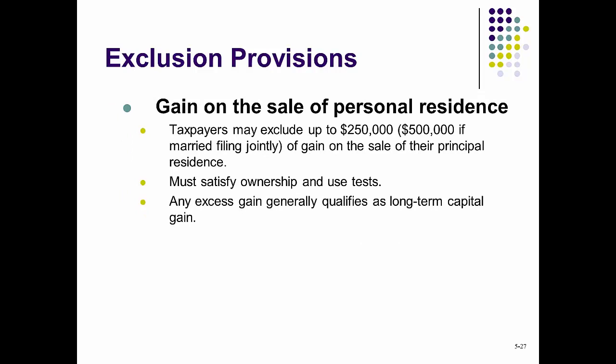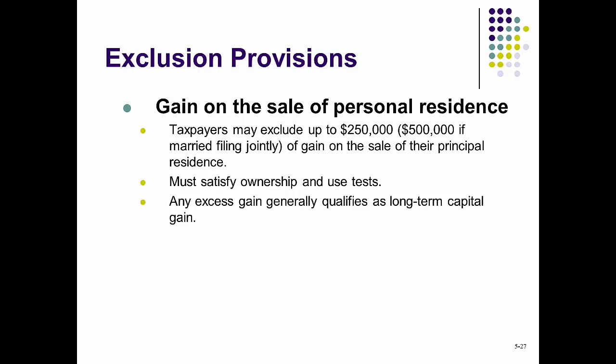Next one, gain on the sale of personal residence. This one will relate to most of you who are homeowners. Taxpayers meeting certain home ownership and use requirements can permanently exclude up to $250,000 for all other taxpayers or $500,000 for married joint filers of realized gains on the sale of their principal residence. And here are the requirements.